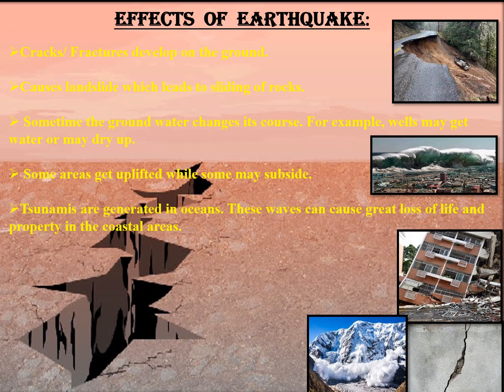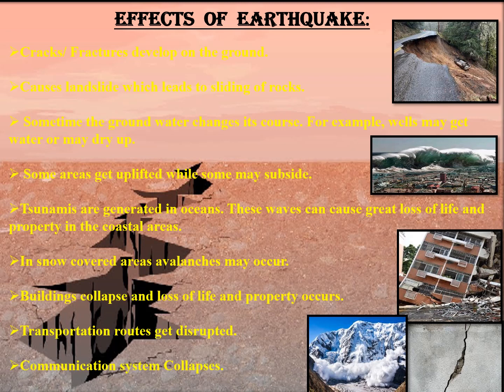Tsunamis are generated in the ocean. These waves can cause great loss of life and property in the coastal areas. In snow-covered areas, avalanches may occur. Buildings collapse and loss of life and property occurs. Transportation routes get disrupted and communication systems collapse.